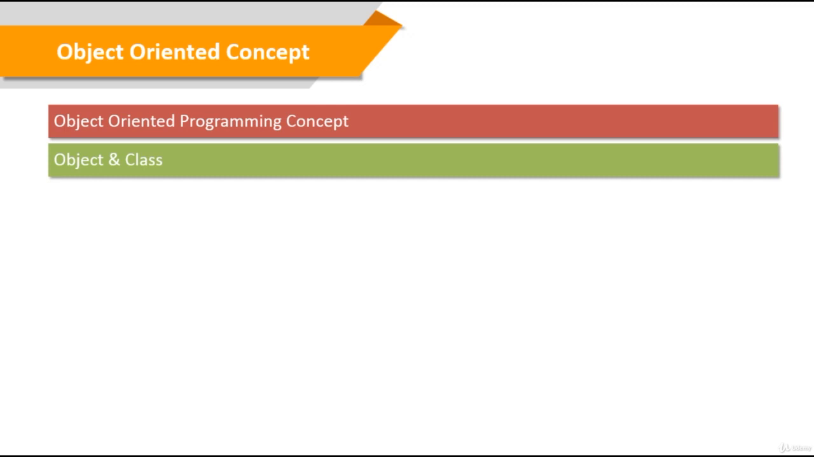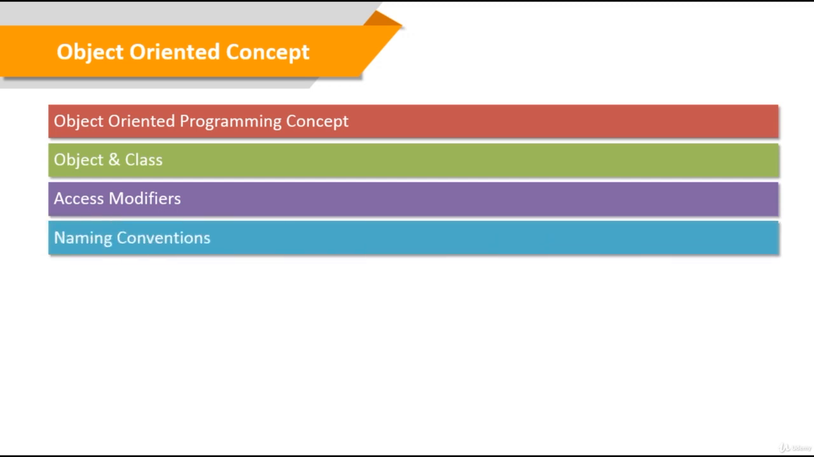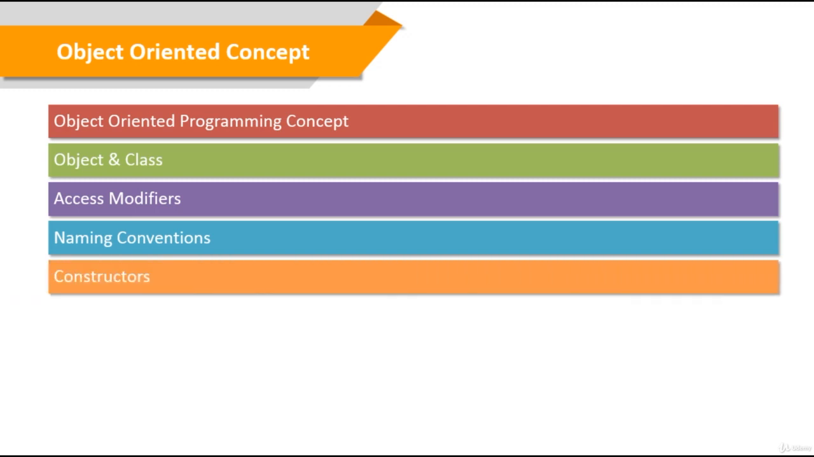All right, so in this section, we will learn the object-oriented concept. First, we'll learn what is object-oriented programming concept. And then we'll learn the object and class. Then we'll learn the access modifiers. Then we'll learn some naming conventions. And we'll have a look at constructors. And then we'll play around with packages.